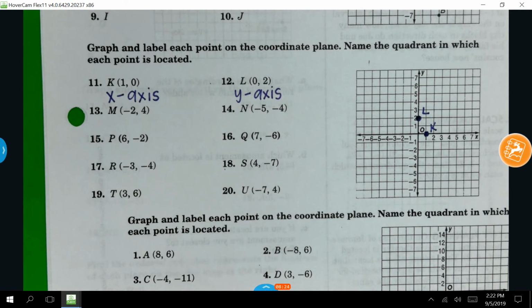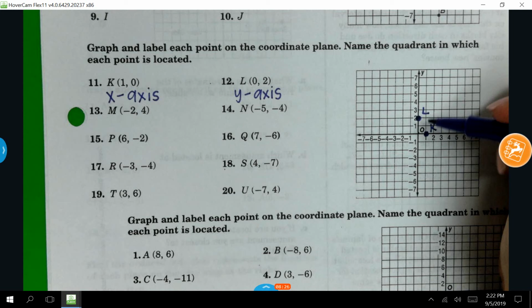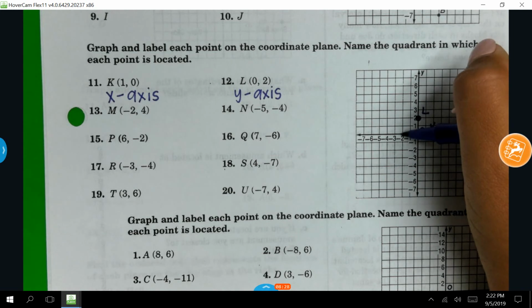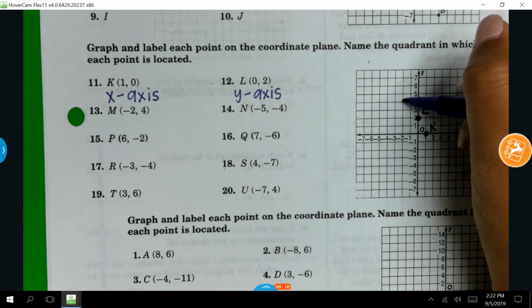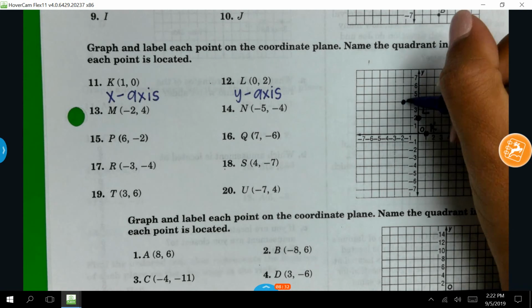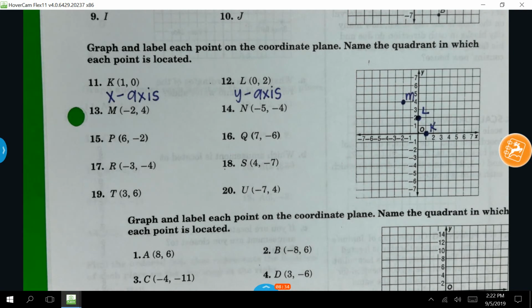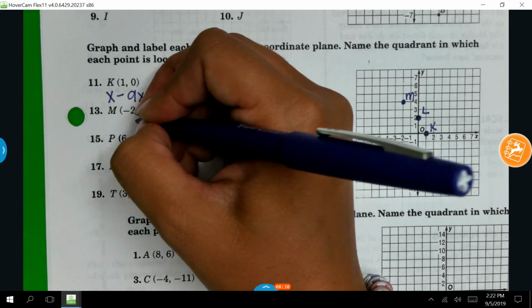All right, what about point M? Negative 2, 4. So the negative 2 tells me I'm going left 2. Positive 4 is up 4. That is point M. And what quadrant does that lie in? Good. The second quadrant.